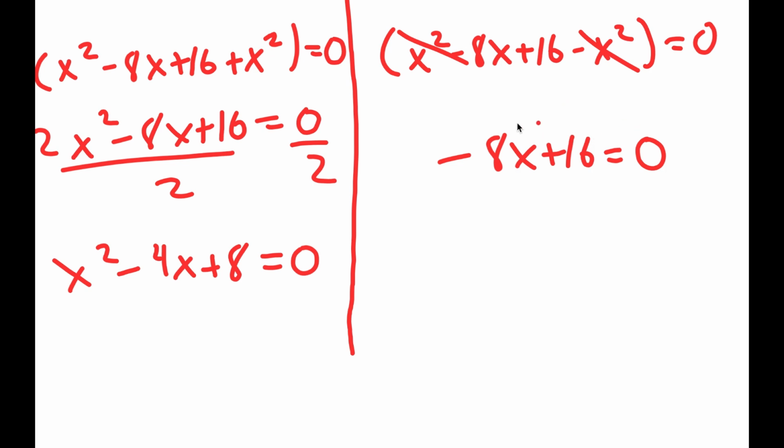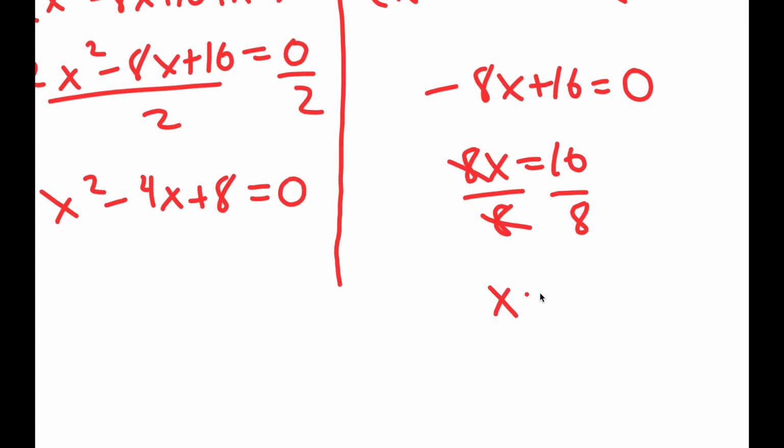So I'm going to first solve for my right-hand side. So I'm going to add 8x on both sides, so I get 8x is equal to 16. Now if I divide both sides by 8, these two cancel out, and I get x is equal to 2.